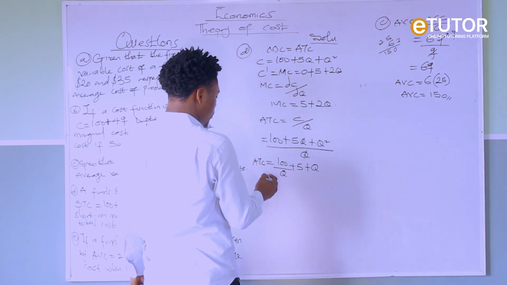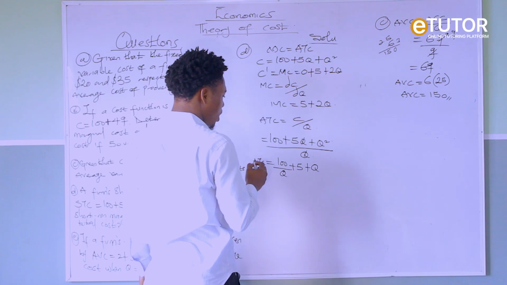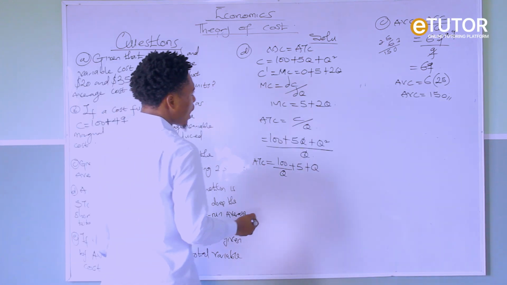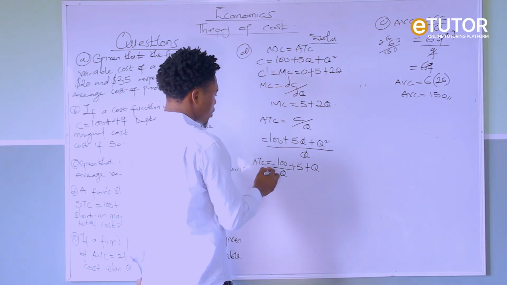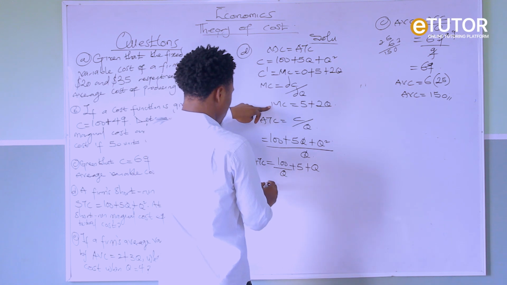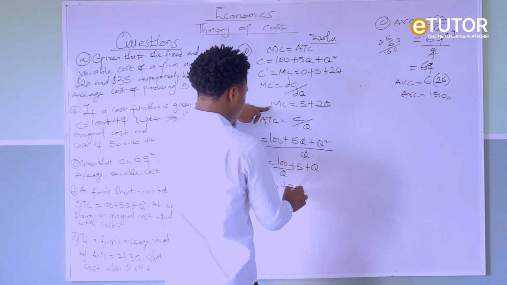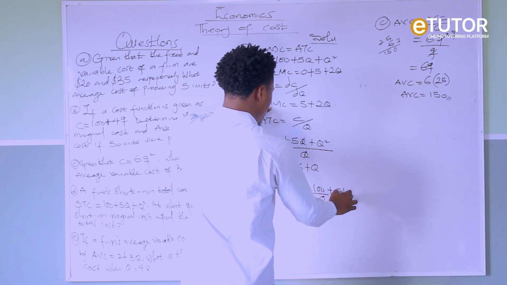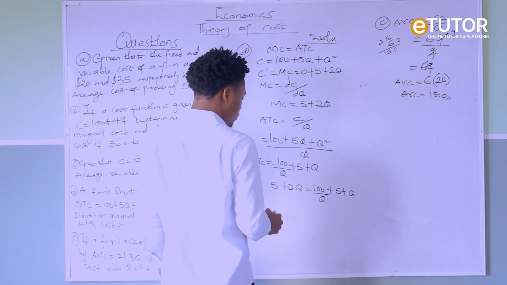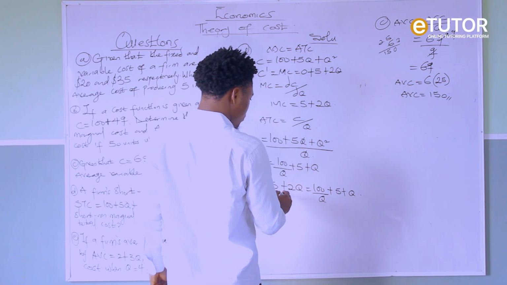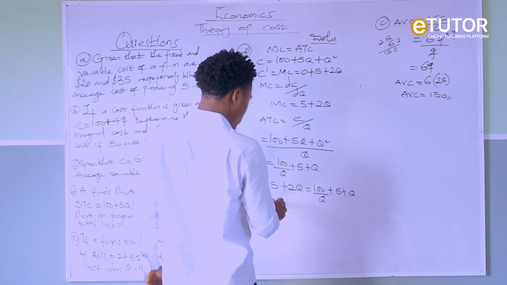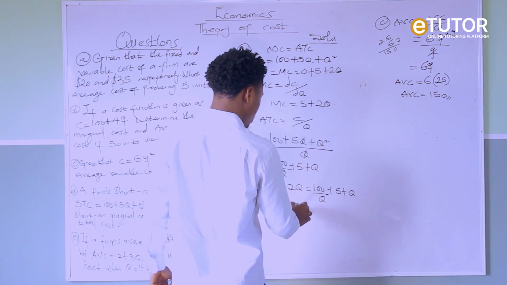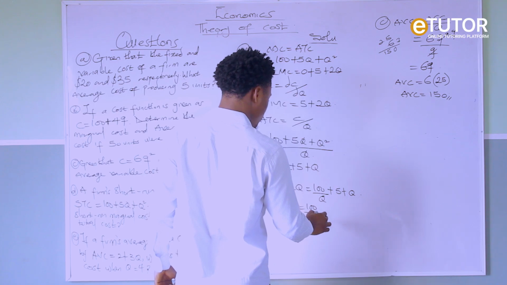So what do we do? We will now equate both. We equate both to show that marginal cost equals average total cost. So let's equate both functions. That will give us 5 plus 2q equals 100 over q plus 5 plus q, right? So let's collect like terms. So collecting like terms, we are going to have 5 minus 5, then equals 100 over q.